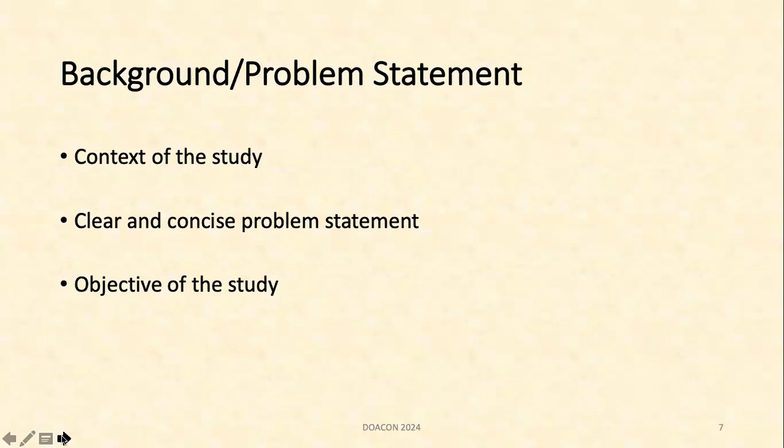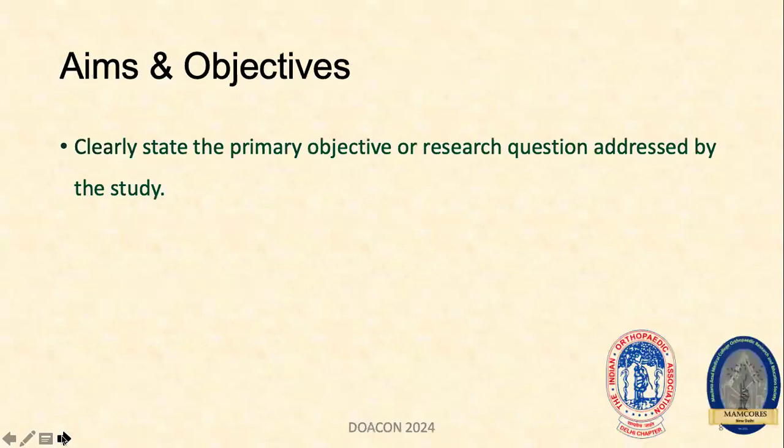Context of the study, clear and concise problem statement, objective of the study. Clearly state the primary objective, which is invariably connected to the research question you are addressing in your study. So the aims and objectives have to be very clear and they ultimately would connect with the conclusion you draw.